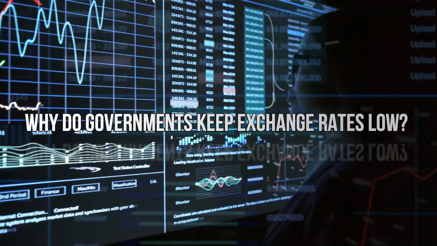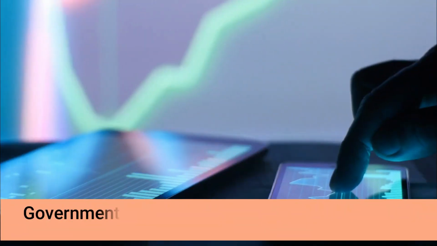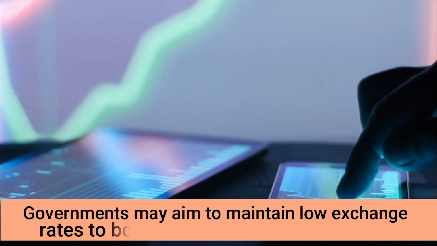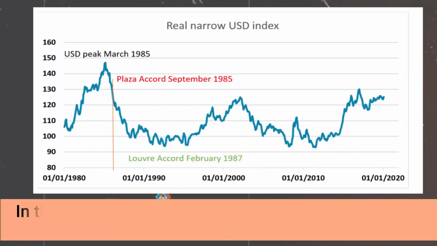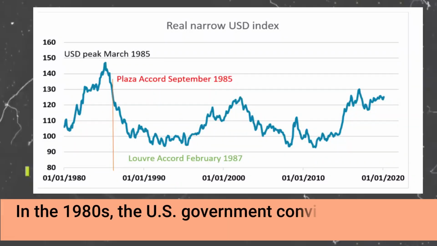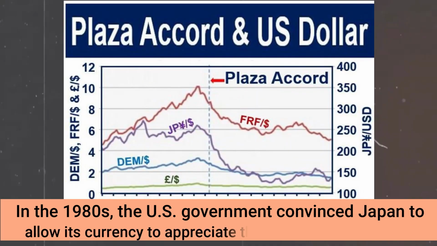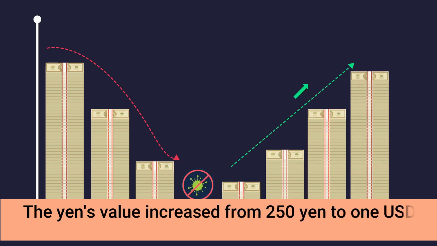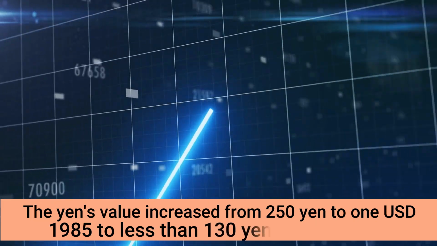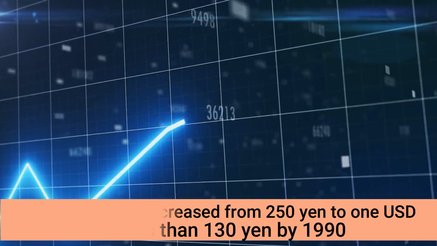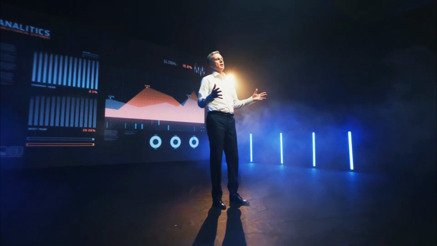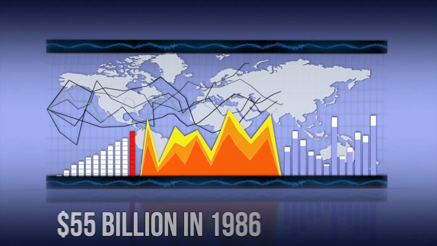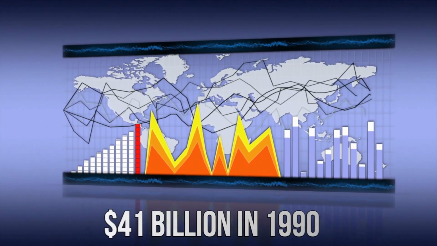Why do governments keep exchange rates low? Governments may aim to maintain low exchange rates to boost export competitiveness. In the 1980s, the US government convinced Japan to allow its currency to appreciate through the Plaza Accord. The yen's value increased from 250 yen to 1 USD in 1985 to less than 130 yen by 1990. Consequently, the US trade deficit with Japan decreased from $55 billion in 1986 to $41 billion in 1990.